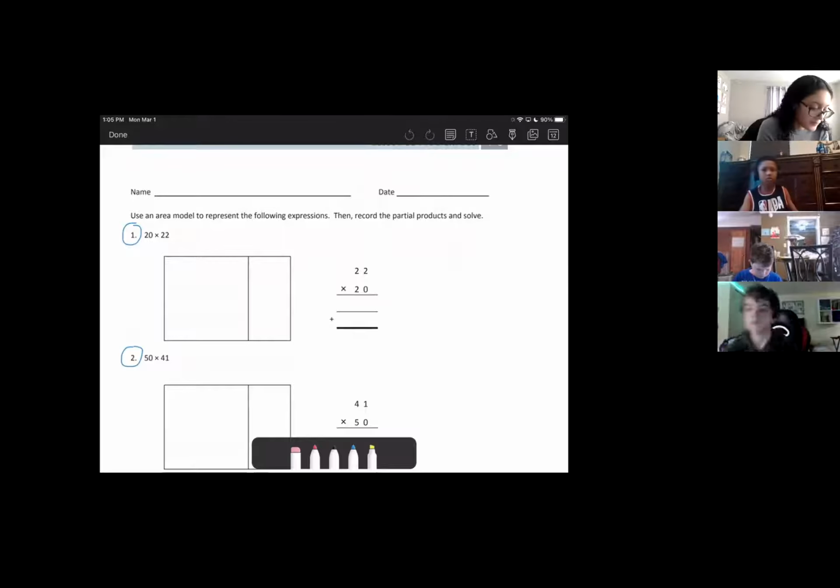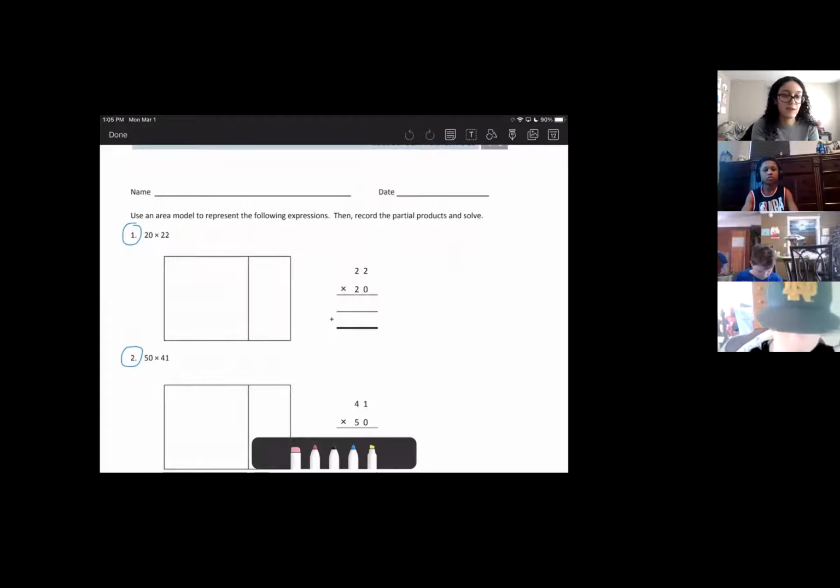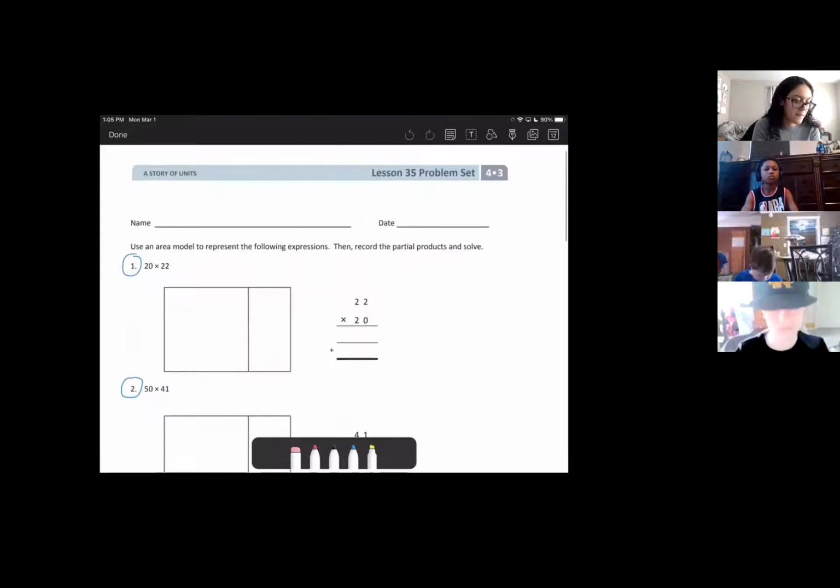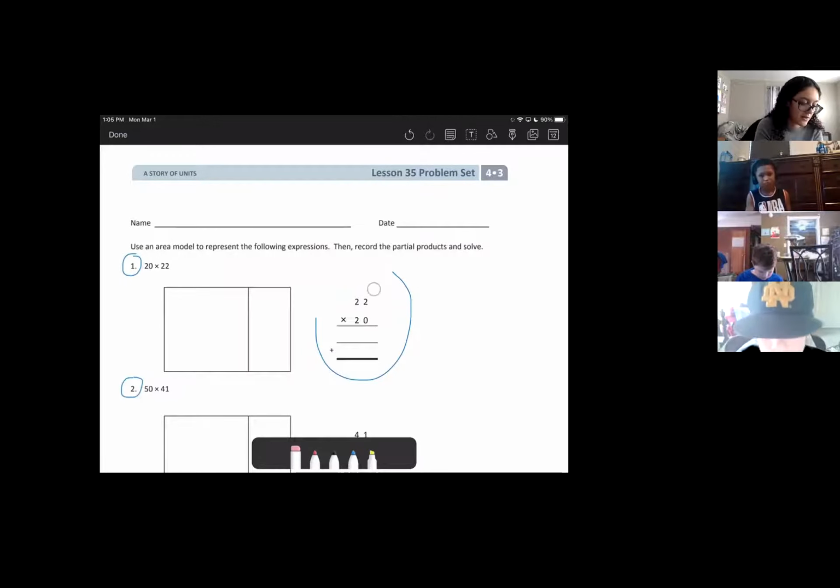All right. So first, we need to use an area model to represent the following expressions, and then we're going to write it in the vertical one over here. Over here, we'll write it vertically and add the partial products to find our answer. So first, we're doing 20 times 22.